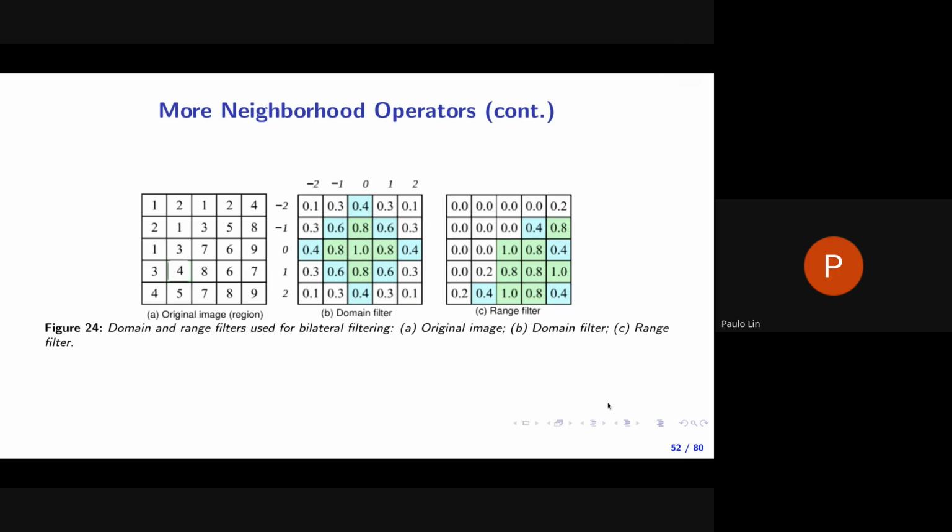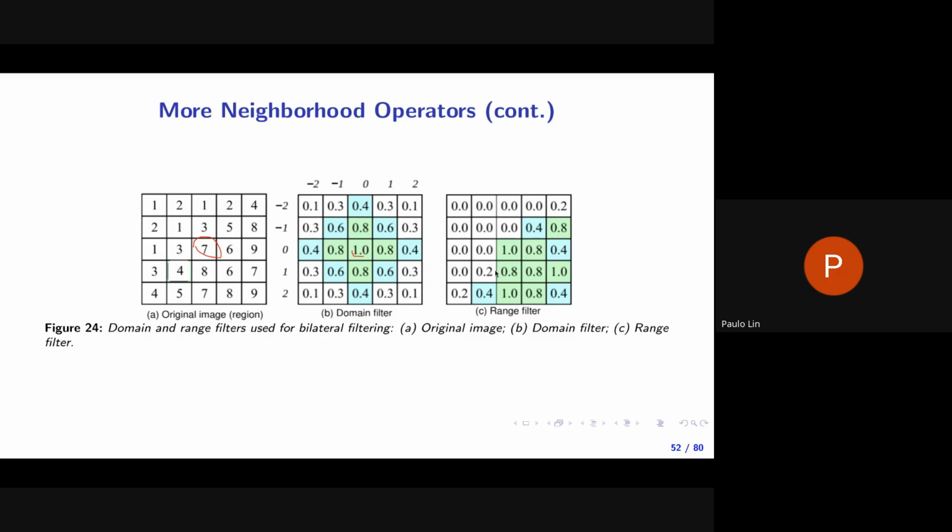Okay, in this simple example, we can see how the domain kernel and range kernel operate. As I said, the domain kernel is the same for every pixel, and we can see that the weights decrease with the distance. For instance, this is the pixel we want to modify. The distance between the pixel and itself is 0, so the weight is just 1. And as we move farther from the pixel we want to modify, the weight of the domain kernel decreases. But this is different from the range kernel.